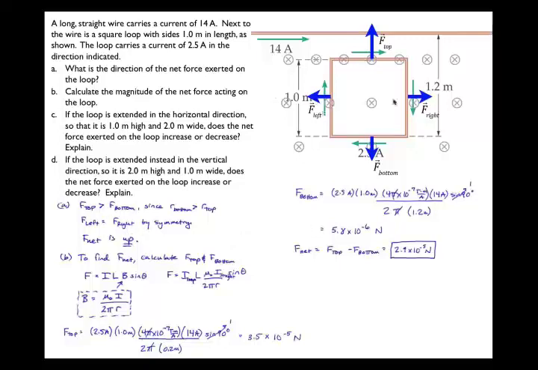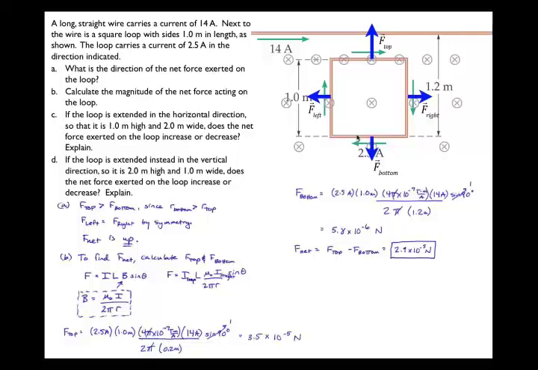If we make the loop wider, what does that do to the net force? It actually is going to increase the net force. You can think about it this way. If we doubled the width of the loop, which I guess is the scenario that it presents, that'll make the force upward twice as big. That'll make the force downward twice as big. But that'll make the net force twice as big as well. So the net force exerted on the loop increases.